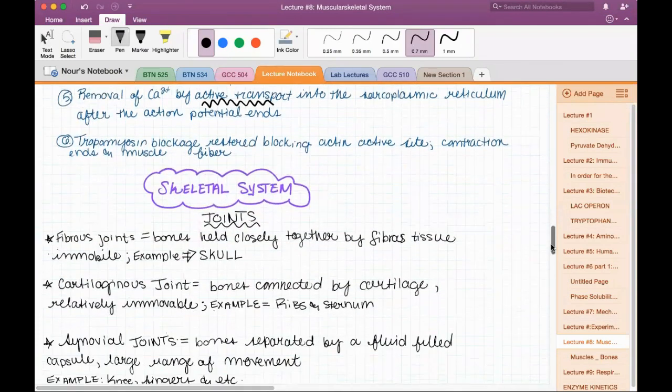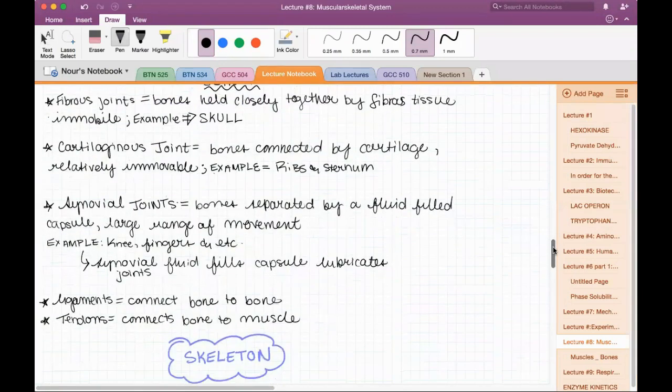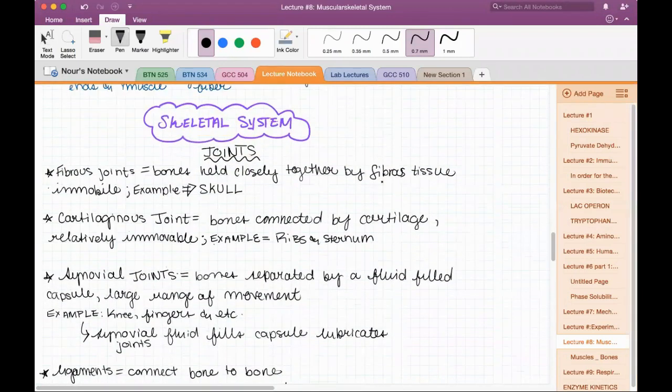All right. Next, I'll talk about the skeletal system. So joints. There are three types of joints. You don't have to know the specifics, but you should know the basic understanding of how they're separated. There are fibrous joints, where the bones are held together by fibrous tissues, and it's immobile. An important element to know about this one is that it's immobile.